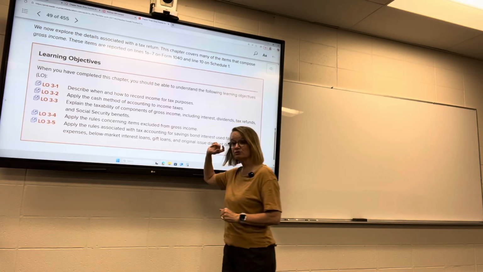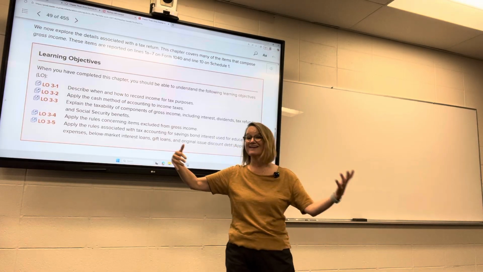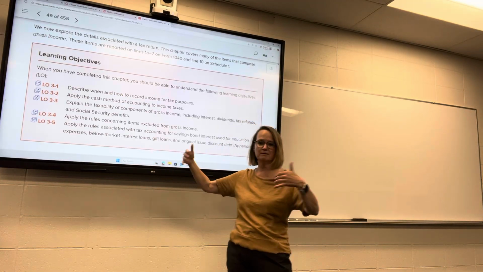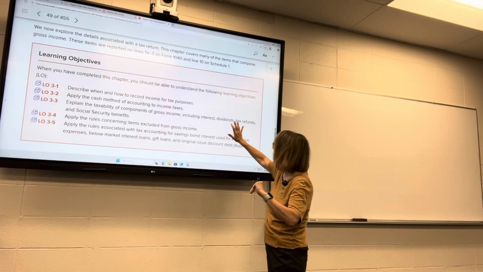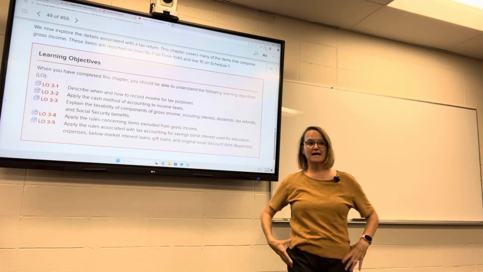Specifically, we're going to look at interest income. There's taxable interest income, there's non-taxable interest income. So we'll look at what those are. Dividends. Dividends have some special treatment under the tax code.